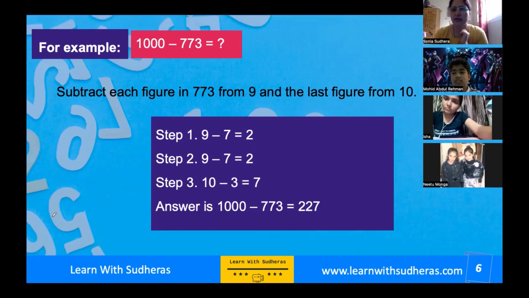So 9 minus 7 is 2. Then again, 9 minus 7 is 2. Then 10 minus 3 is 7. So 1000 minus 773 is 227. Easy?